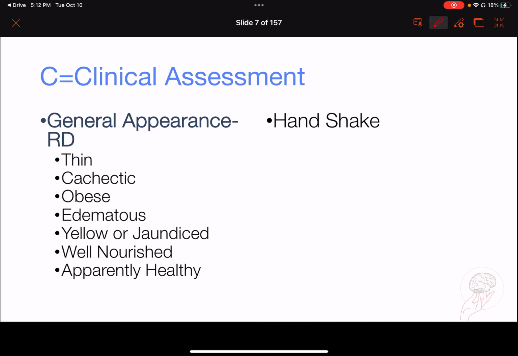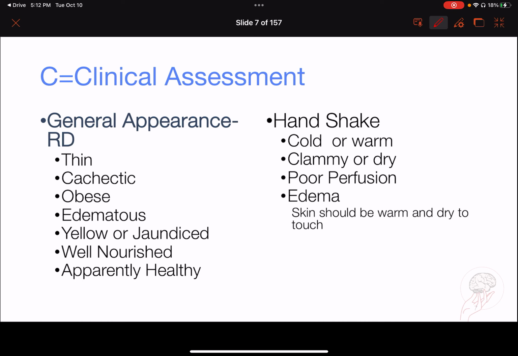The handshake can be very informative. So, is the person's hand cold or warm? Is it clammy or dry? Are you noticing poor perfusion? So, they have very pale extremities, edema. So, examples of the physical exam include the vital signs, the physical or the chief complaint. So, why are they here?